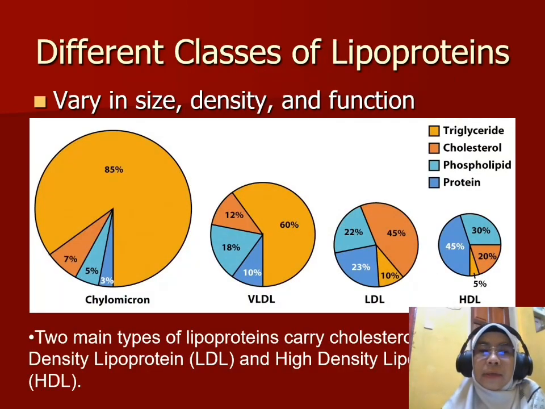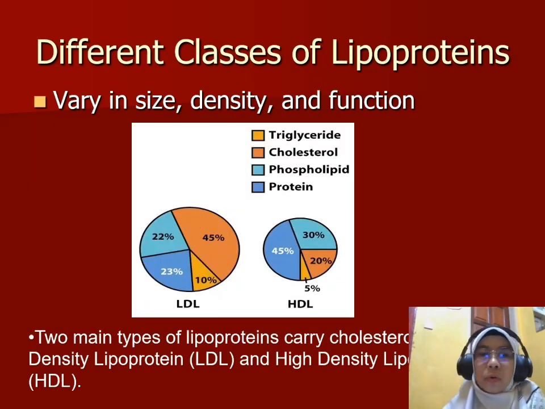Okay, different classes of lipoprotein vary in size, density, and function. Okay, we can see here VLDL, LDL, and HDL. This one is the chylomicron. Okay. Two main types of lipoprotein carry cholesterol: low density lipoprotein and high density lipoprotein. Okay.